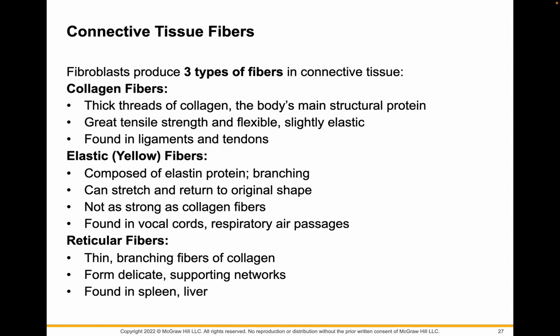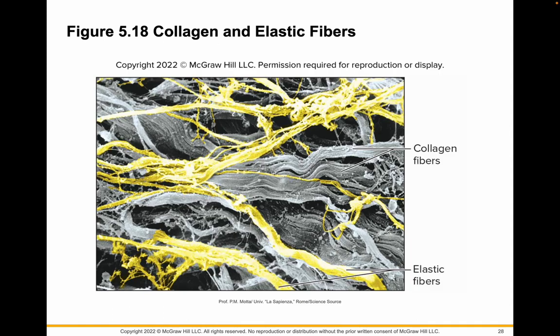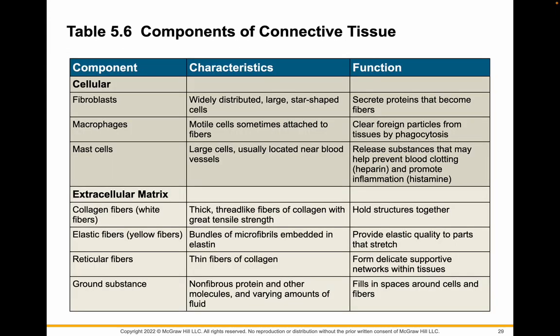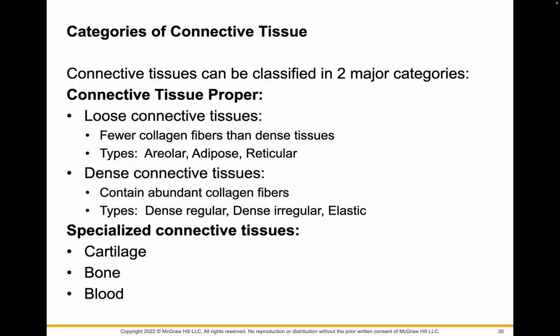Reticular fibers are very thin, and they actually branch off of collagen. They're real delicate, and they just support. We find a lot of them in the spleen and liver. And here are 2 of those, the elastic fibers or yellow fibers, and the collagen, the thick, strong fibers. So here are the components of connective tissue: the cells, and then the fibers that are in the extracellular matrix. Remember, the ground substance is just the background, the fluid or stuff that fills in the space around the cells and the fibers.